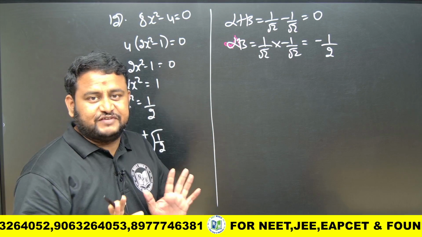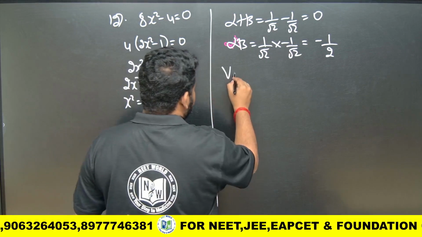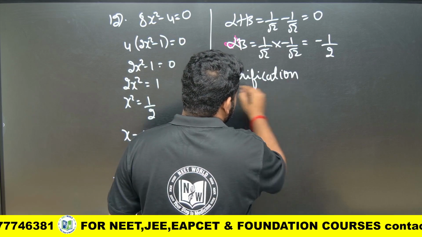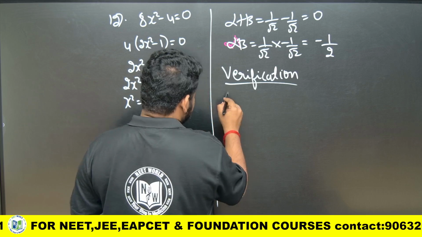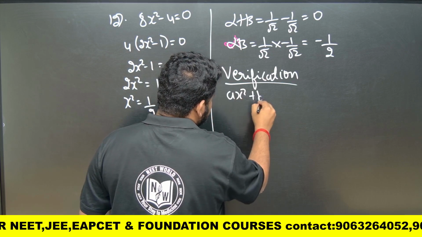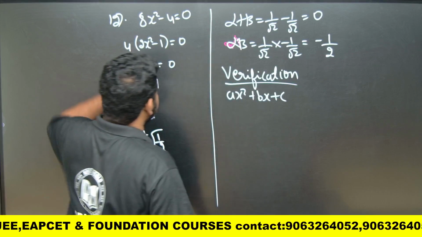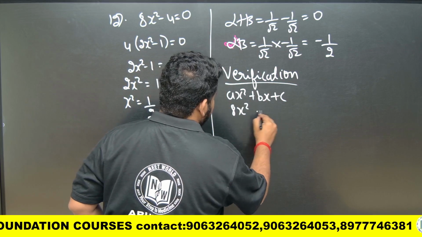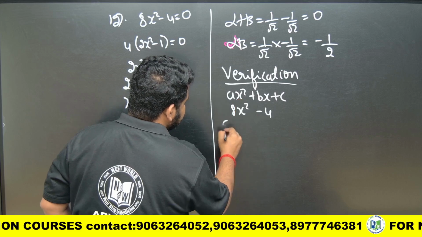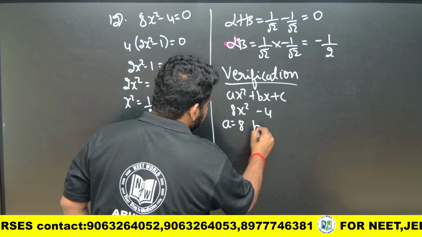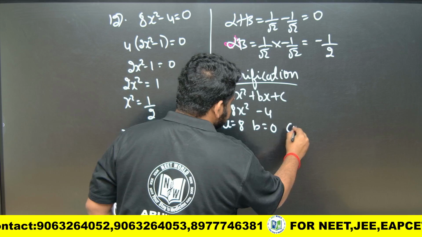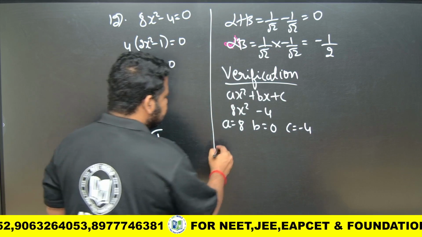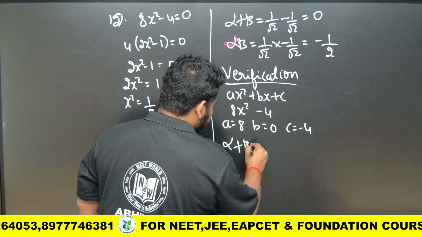Now what we should do? Verification. In verification, we have to write the standard form, ax square plus bx plus c. Now let us write down the question that is given, that is 8x square minus 4. If I compare, I will get a is equal to 8, b is equal to 0 since there is no value of b, and c is equal to minus 4. So the sum of the zeros and product of the zeros using the formula method, I can write as alpha plus beta is equal to minus b by a.